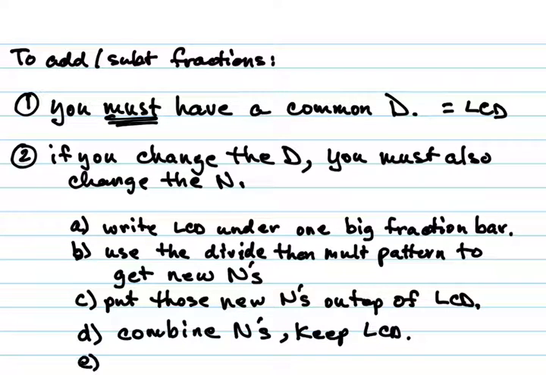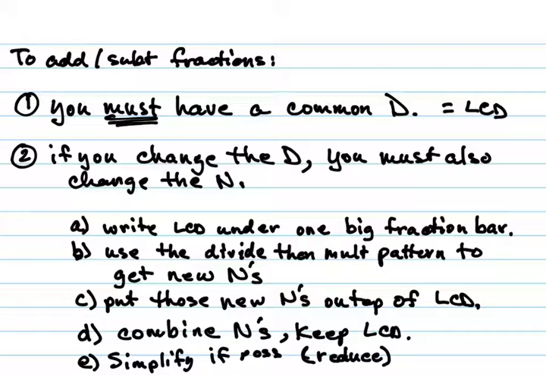And the last step, simplify if possible. And remember, simplify means reduce to lowest terms. In other words, divide away anything that will divide into the numerator and denominator. Because sometimes when you find the LCD, you'll have made them bigger, and that means that there'll be something that will divide into both of them, so you have to always remember to simplify at the end. Okay?